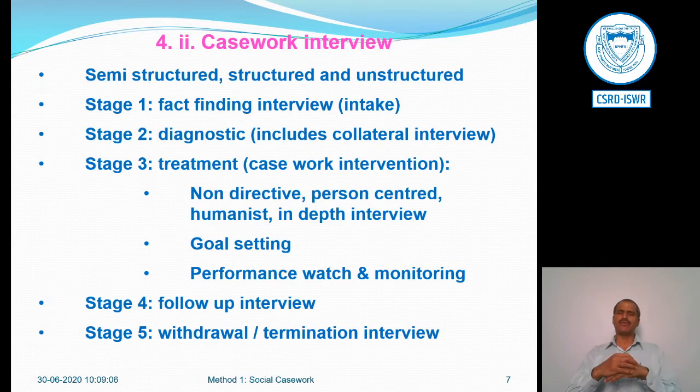The third type of interview is the treatment interview or the casework intervention. This is the most important part of casework.